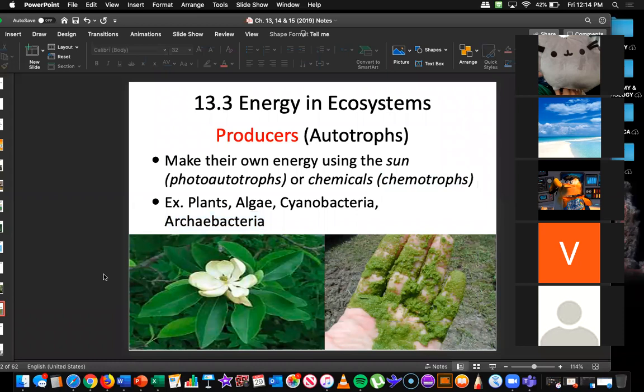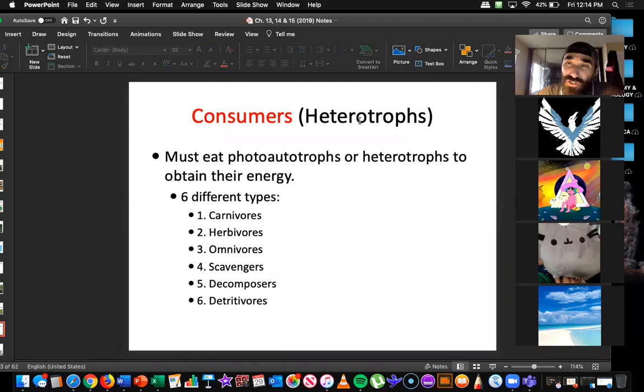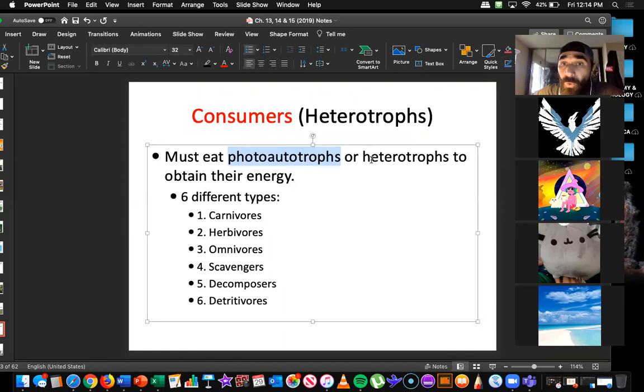Like Daisy just said, a consumer is something that eats phototrophs or other heterotrophs like itself, okay? So let's get into what the six different types of heterotrophs are. Hetero just means different, okay? So like heterosexual means different sex. So a heterotroph is something that cannot make its own food. It has to eat something different than itself.